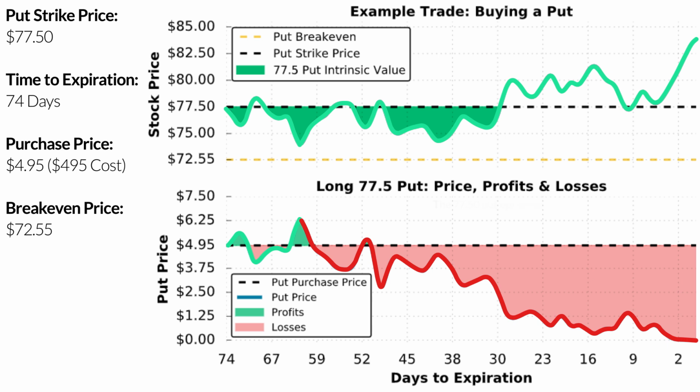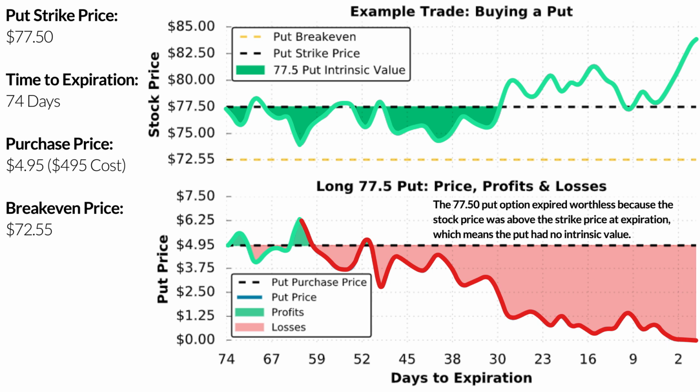At expiration, the stock price is above the put strike price of $77.50, and the put expires worthless because it has no intrinsic value, meaning there is no value in the put's ability to sell shares of stock for $77.50, since a trader could simply sell shares of stock at the higher market price of the shares without the use of the option. If a trader bought the put option for $4.95 and it expires worthless, they will realize a loss of $495 per put option that they purchased.